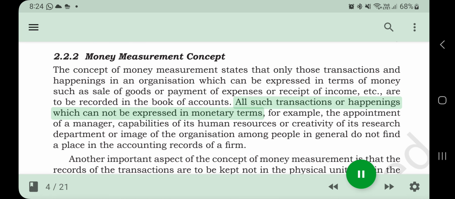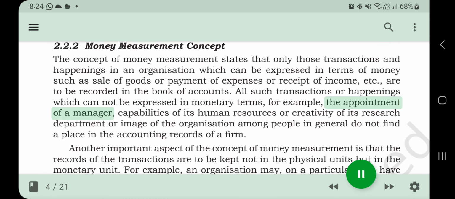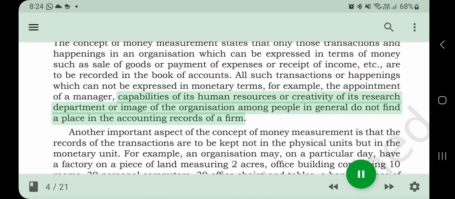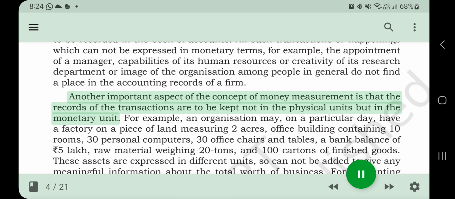All such transactions or happenings which cannot be expressed in monetary terms, for example, the appointment of a manager, capabilities of its human resources or creativity of its research department or image of the organization among people in general, do not find a place in the accounting records of a firm. Another important aspect of the concept of money measurement is that the records of the transactions are to be kept not in the physical units but in the monetary unit.